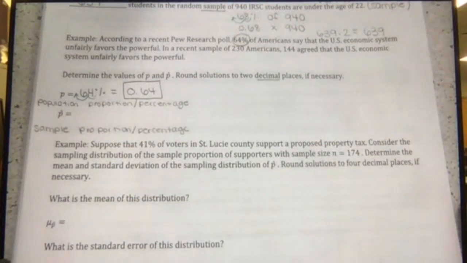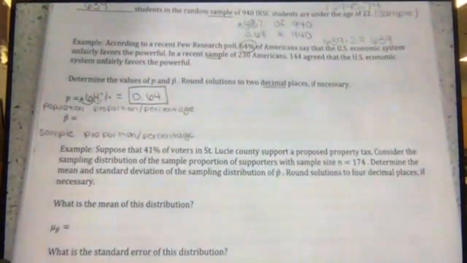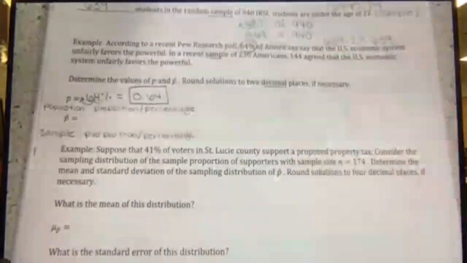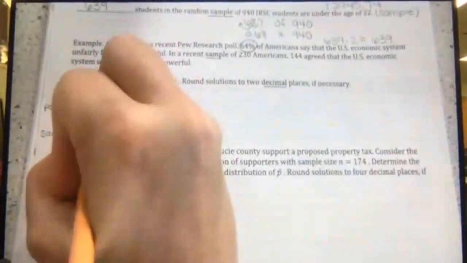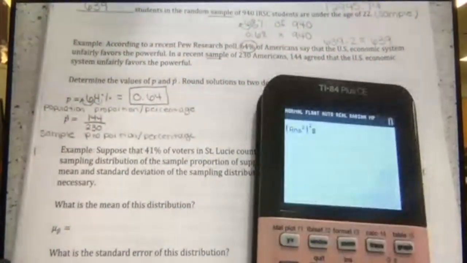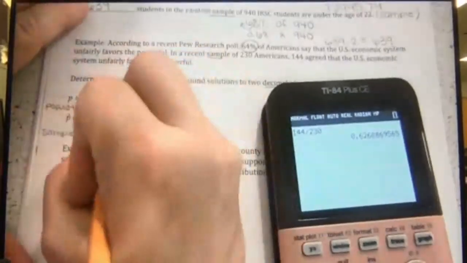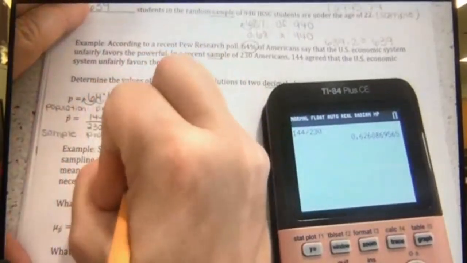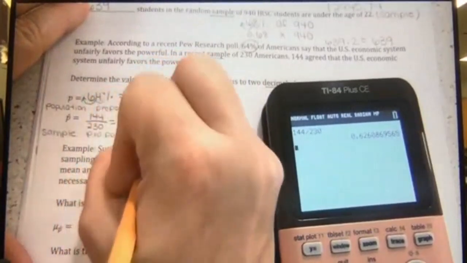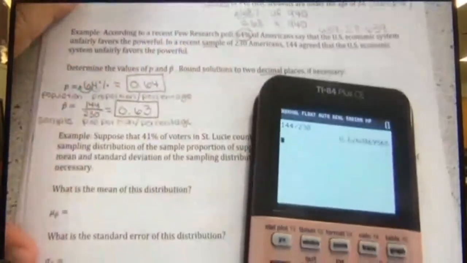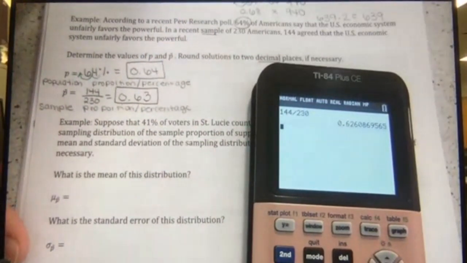For our sample, same thing, just not as straightforward. So in a recent sample of 230 Americans, 144 agreed. So that means 144 out of the 230 that are sampled. So 144 out of the 230 would give us, rounded to 2 decimal places, 0.626, so 0.63. That's it. That's what we're talking about. Proportions, we're talking about percentages, we're talking about parts of the whole.